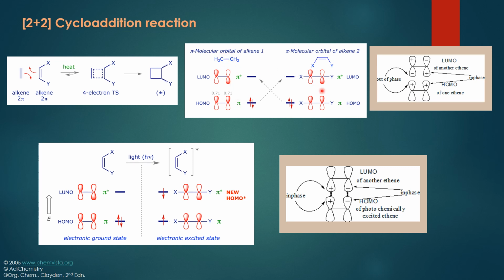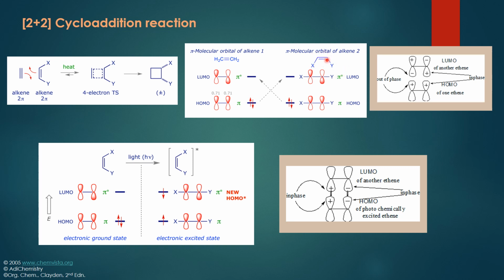This is the same for the other alkene, which is also a 2 pi component system. It has 1 pi bond, that is 2 pi electrons, so it correspondingly has 1 pi bonding molecular orbital and 1 pi anti-bonding molecular orbital.